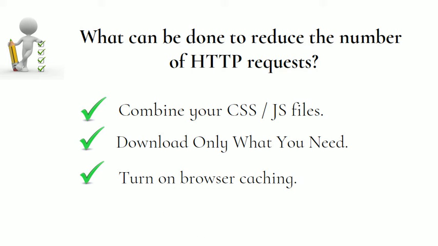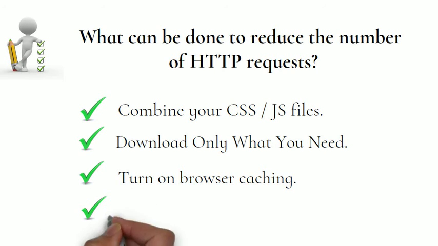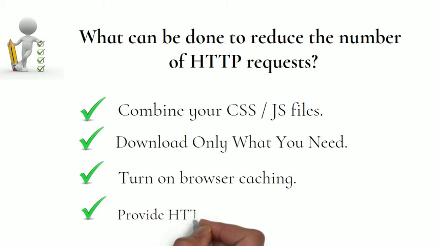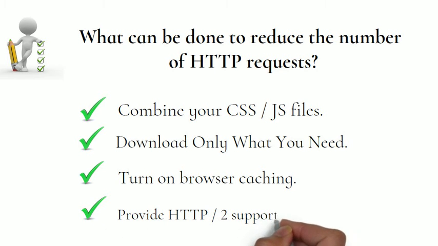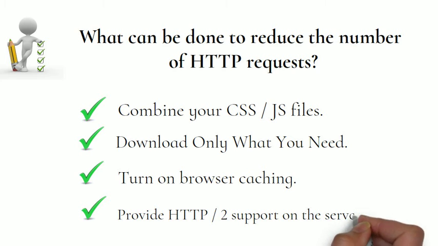Turn on browser caching. Allow caching of static images or content that you won't change often. When the clients visit the site again, there will be no need for a new HTTP request and the content loading will speed up. Provide HTTP2 support on the server. Using HTTP2 to load your website will not only make one connection to the server, but multiple requests are allowed at the same time. This is much more efficient than creating a new connection for each source.